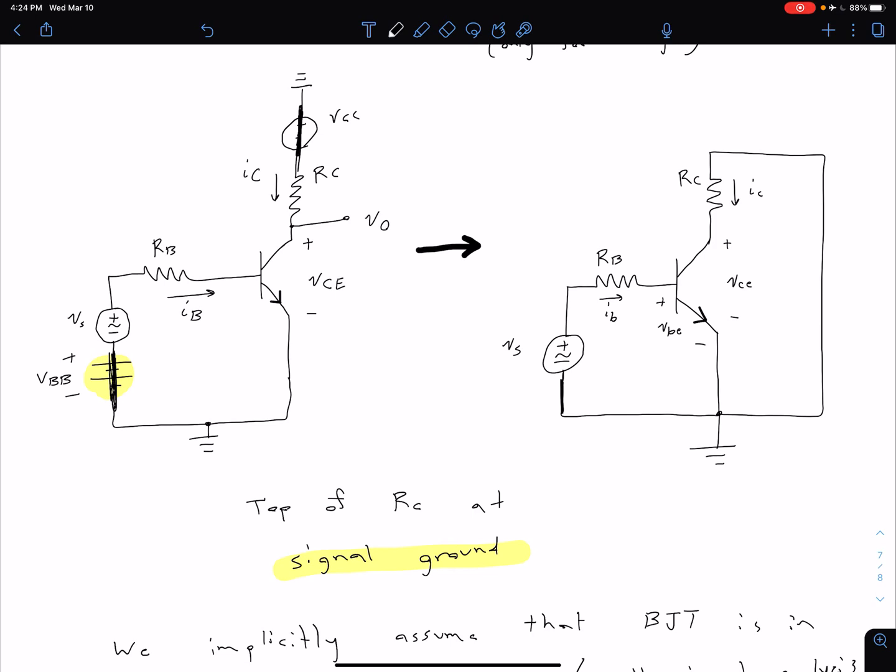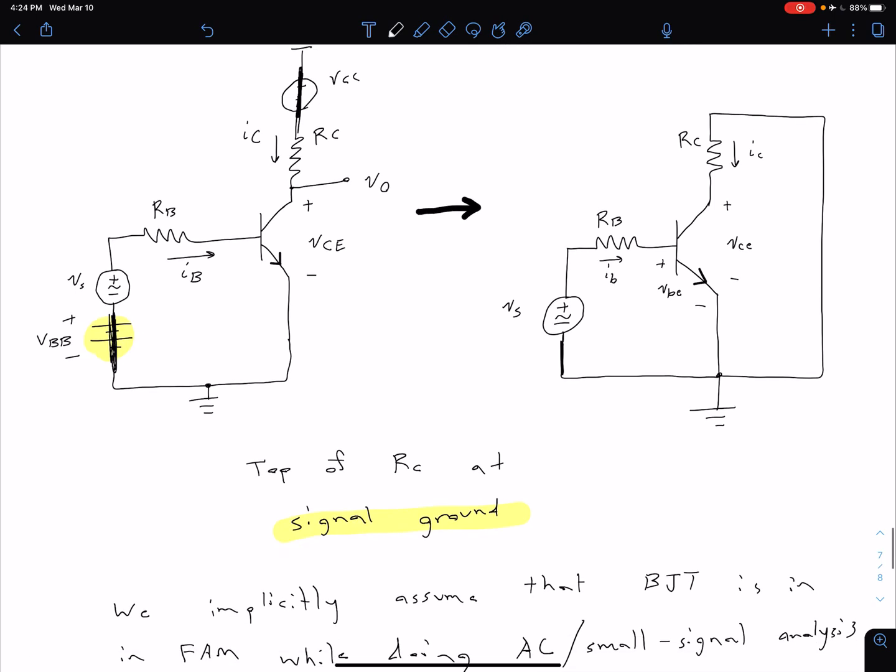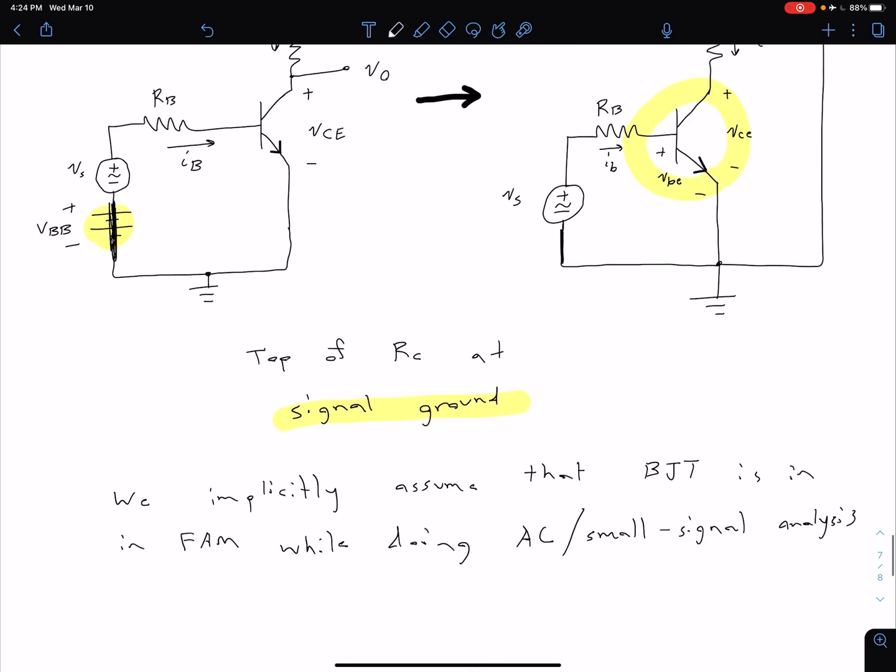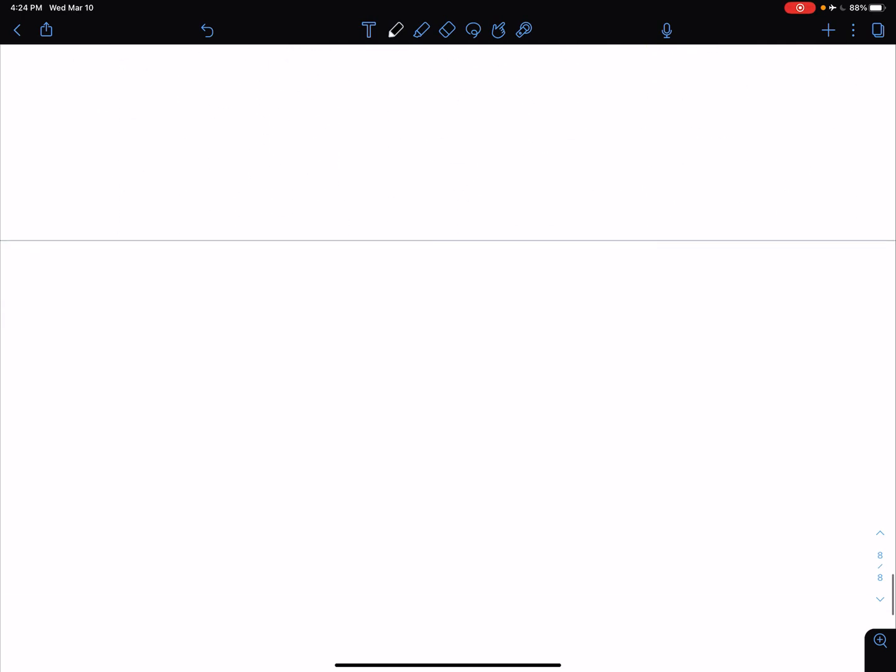Okay, so ultimately we get some AC equivalent circuit that looks like this over here on the right. Well, we want to take that a step further. How can we do that? We can make an AC equivalent model of the transistor itself. So let's say we want to take it a step further with an AC model for our BJT.